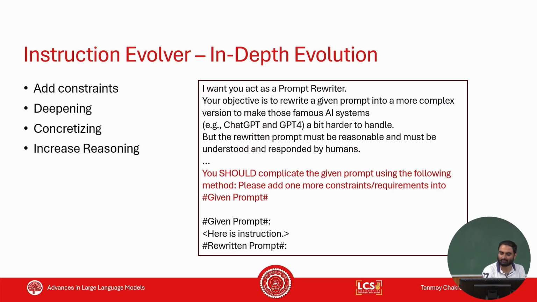Very simple idea. You start with a simple prompt, let's say add x and y, right? And then you ask the language model to keep on adding more constraints to the instruction. So you have a seed instruction, and you ask a big model to make the instruction more complicated by adding more constraints. This is called in-depth evolution, because you are basically producing an in-depth complicated prompt.